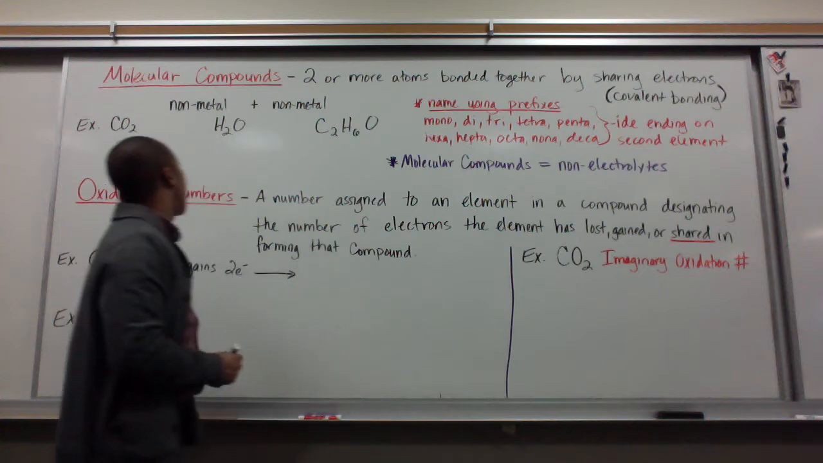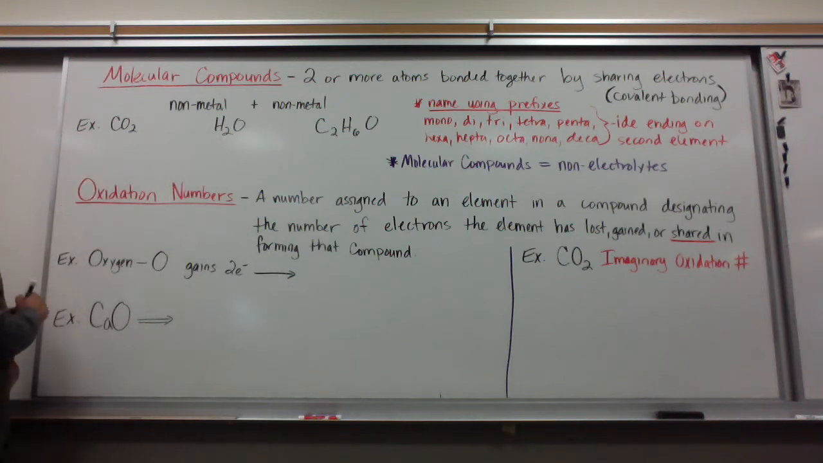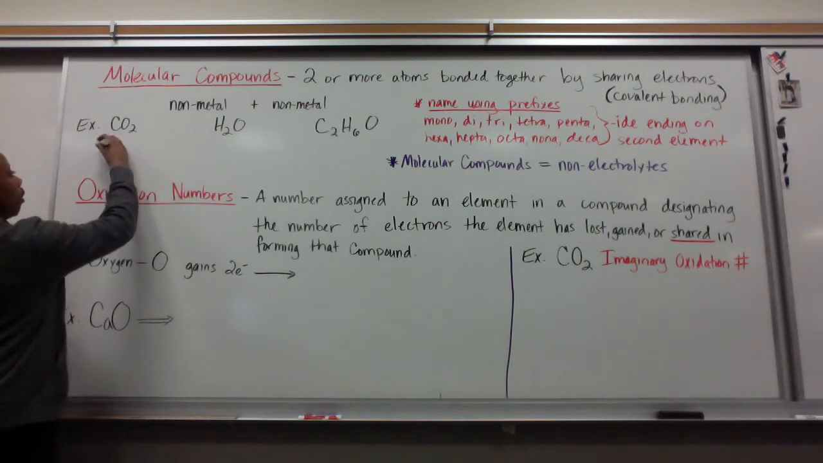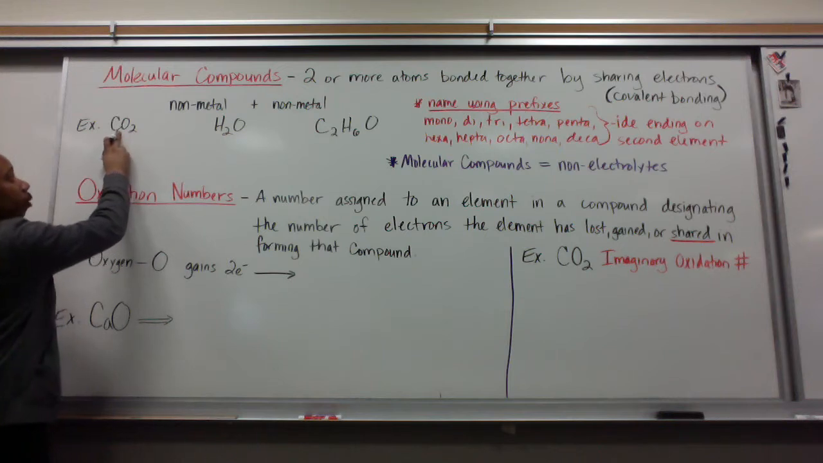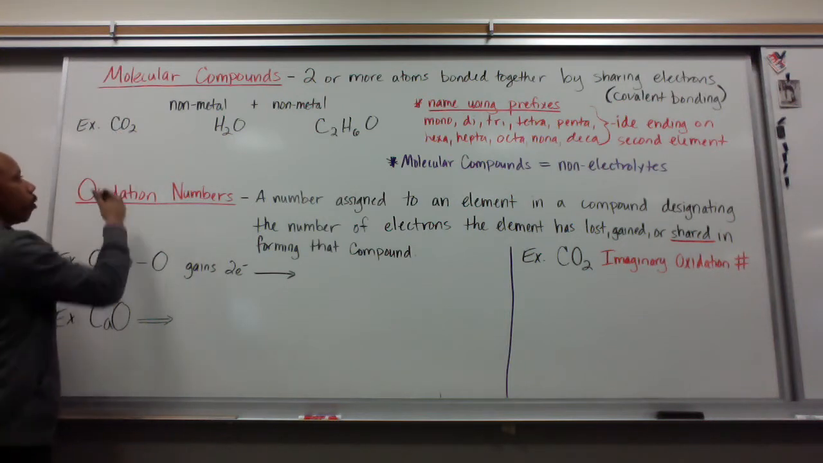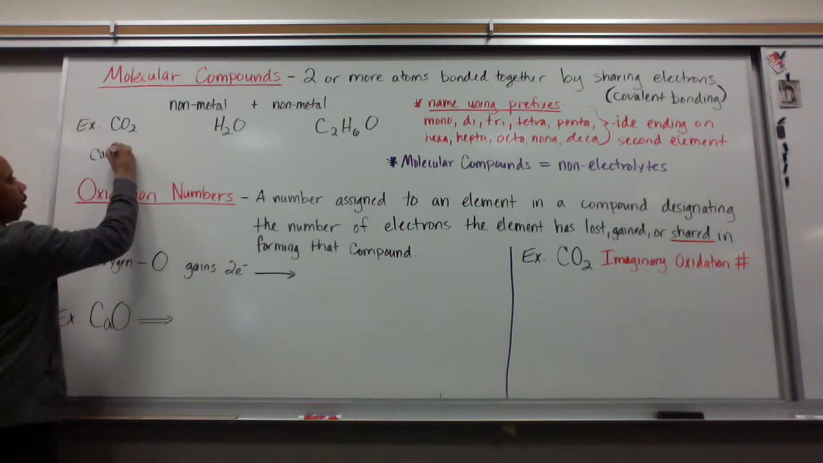Let's go through that now. So for CO2, if my first element only has 1 atom, I don't write mono, I simply write the elemental name.